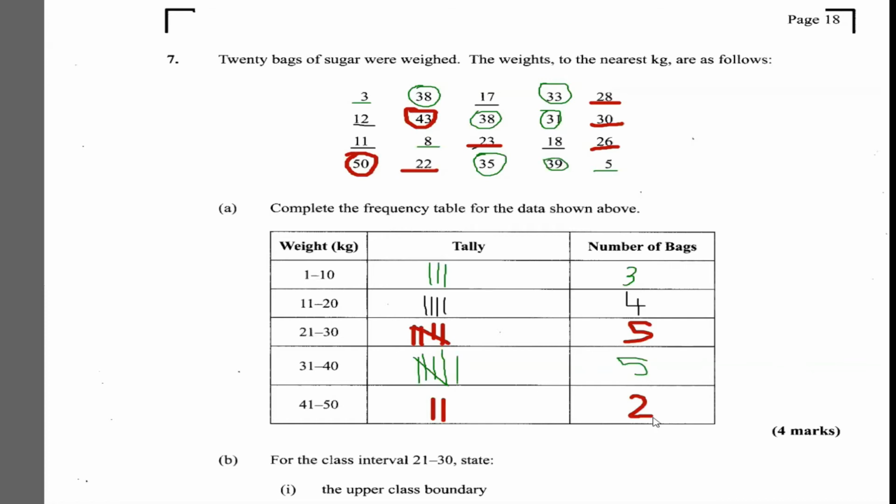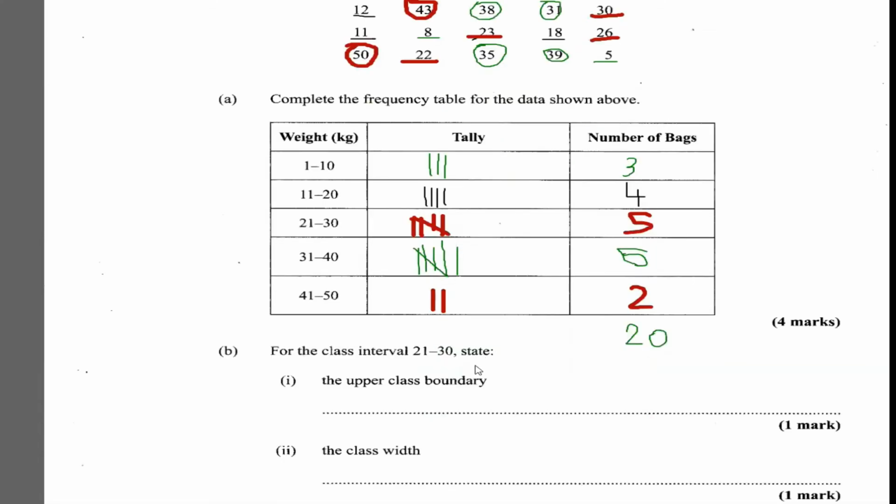So now I have everything. Let's add them. 11, 3, 7, 12, 18, 20. So I have everything because the number of bags is 20, so I don't miss any now. So this is it, completed. The raw data now grouped. Now it says for the class interval 21 to 30, state the upper class boundary.